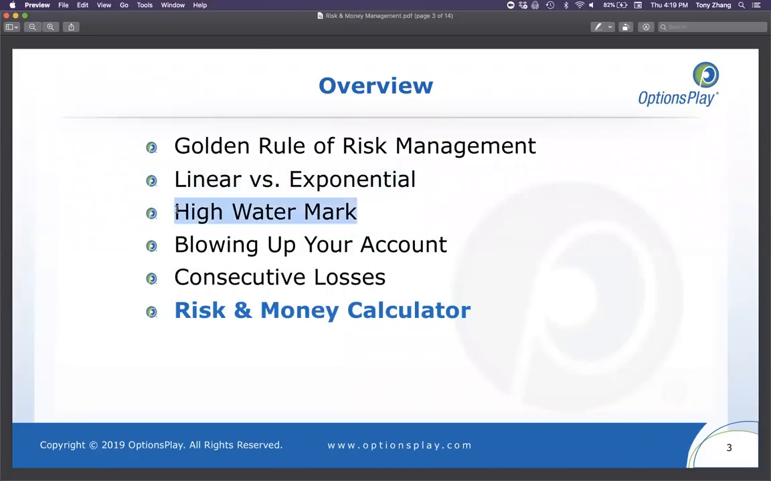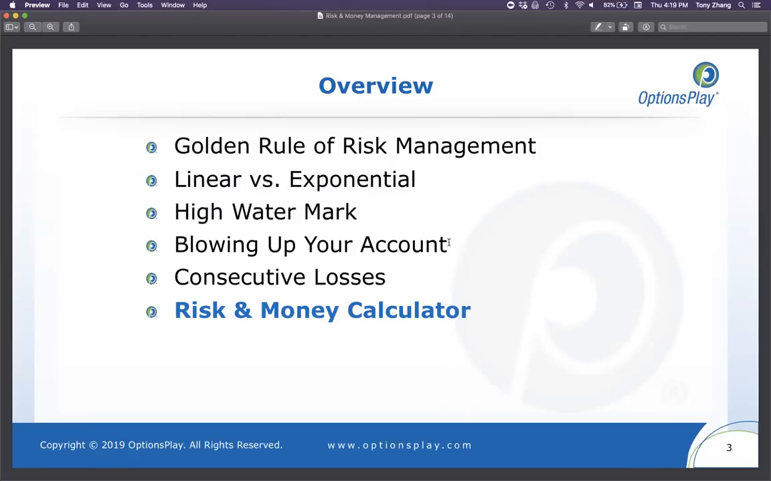I'll talk a little bit, once we have a better understanding of what an exponential function is, about the high watermark, and why that's so important to understand, because that helps you define what should be your absolute drawdown that you can sustain in an account before it becomes almost unreasonable to recover from that drawdown. So those are some of the things we're going to discuss here today.